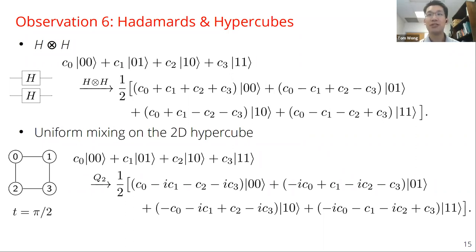There's a question, so let me take a look at it. From what I can understand, is what you are essentially doing reducing the Hilbert space of the graph by a factor?